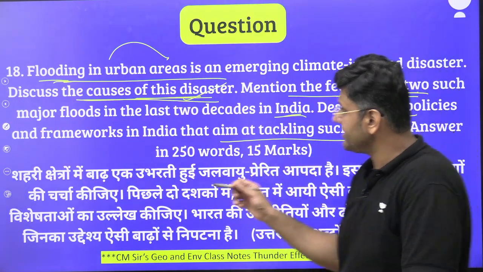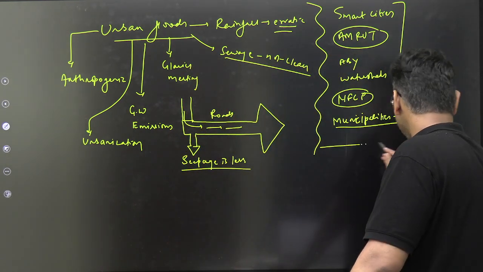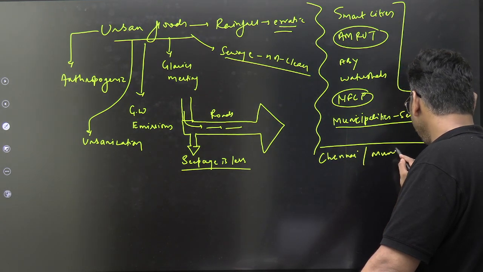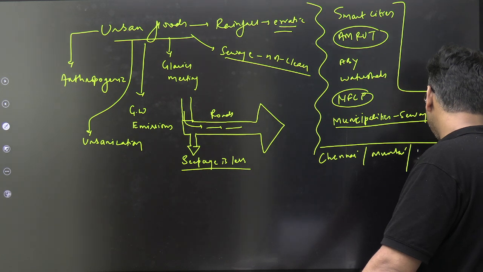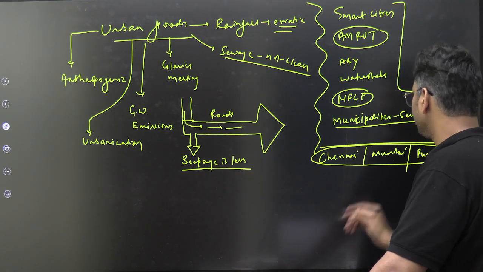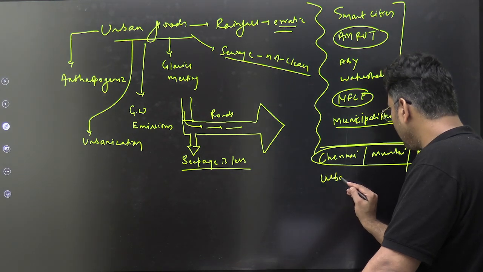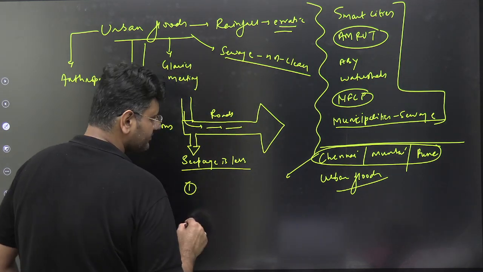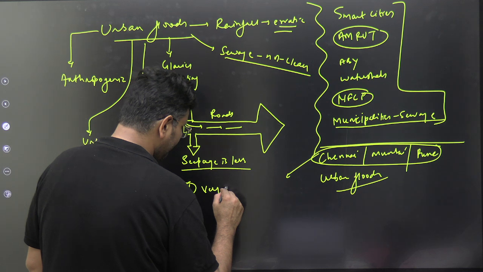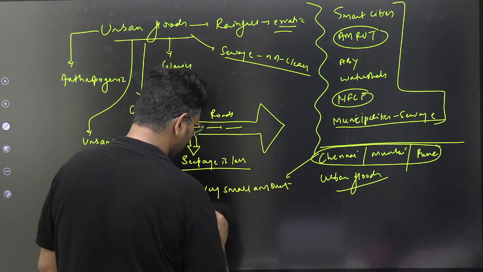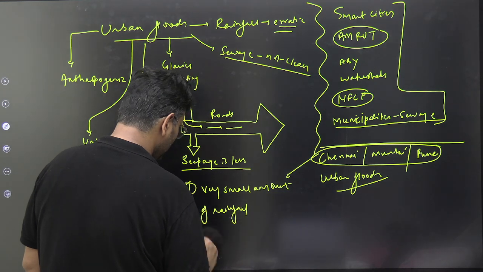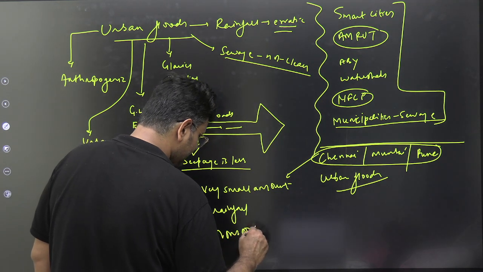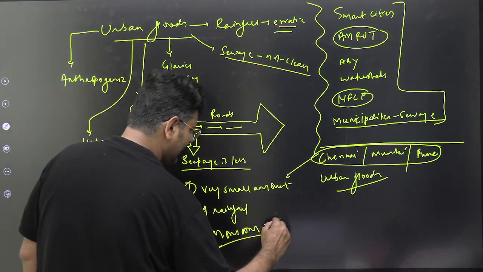And see, the two such major floods in the last 2 decades. You can talk about the urban floods. You can talk about Chennai, Mumbai. You can talk about maybe the Pune floods that have happened. And these urban floods show that there are certain characteristics to them. Number one, in a very small amount of rainfall, they just get filled up. Small amount of rainfall only. Number two, they are totally around the areas that are related with monsoons. Around the monsoons they happen. So monsoon related.